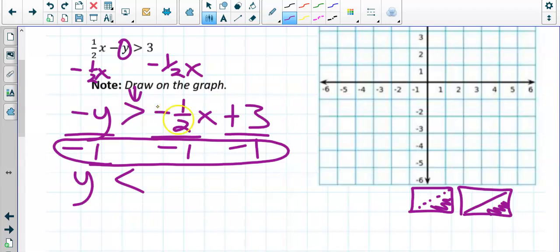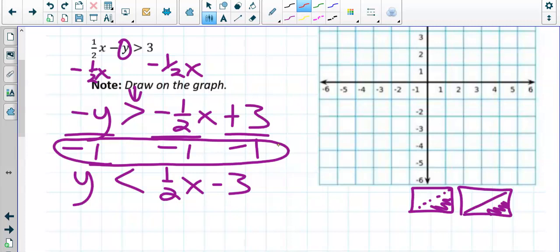So what is negative 1/2 divided by negative 1? A positive, that's right, because all you're doing is changing the signs when you divide by a negative 1. So we got a positive 1/2 x. What's a positive 3 divided by a negative 1? And now we're ready to rock and roll. Okay? So now we can start talking about this information that's over there.